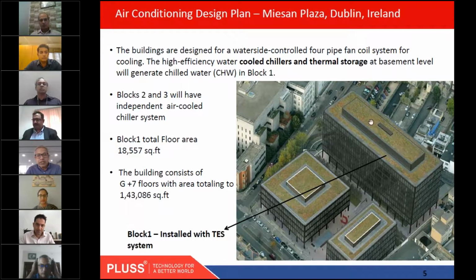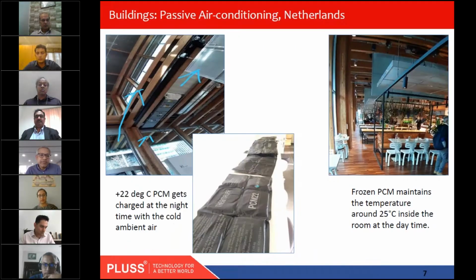Yeah, so this is a building in Ireland where the chillers that you saw in the previous slide have been integrated. You have more than 18,000, 20,000 square feet of area, which is cooled simply by storing the nighttime cold energy. In the next slide, there is another passive system.